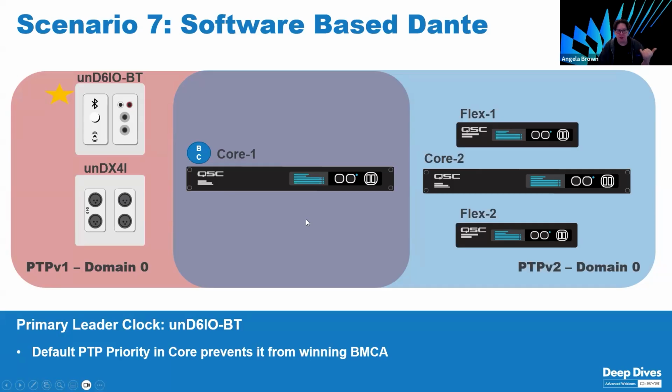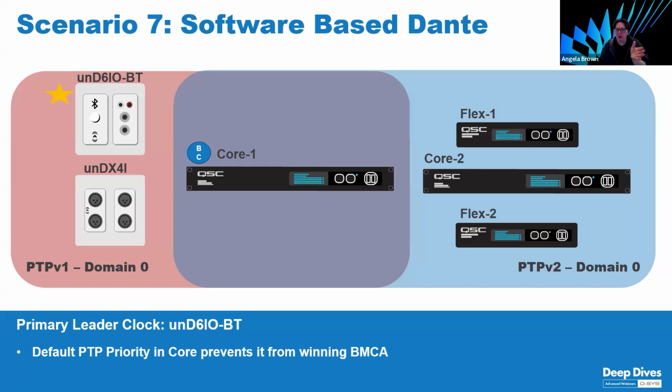Well, the PTP priority is still set to 254. We're still at the default level there. So if this device is like all typical Dante devices, it's 127 and it's going to win the clock leader. So what's really happening here is the UND6IOBT is the clock leader. It's giving clocking information to the core through that boundary clock, PTP-V1, and then the core is actually giving that clock information to all the other PTP-V2 devices.